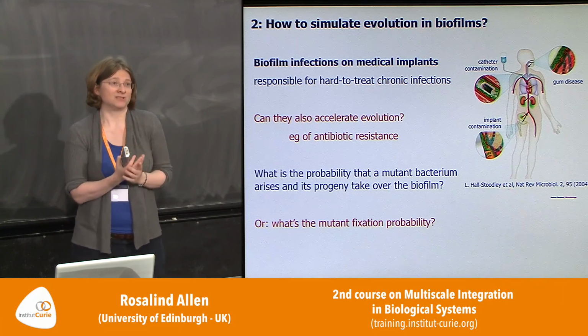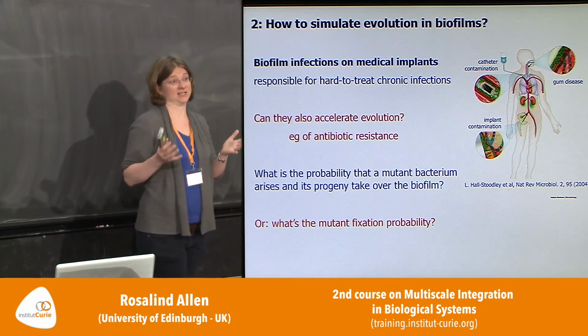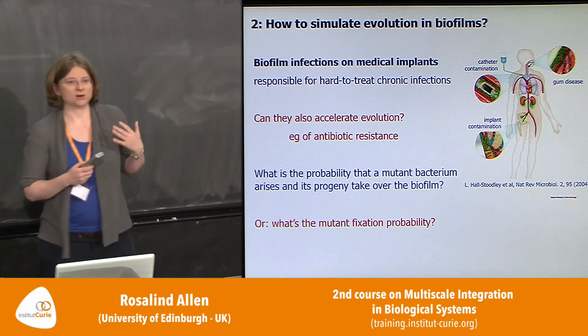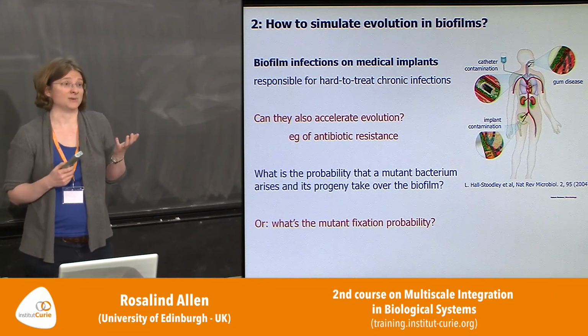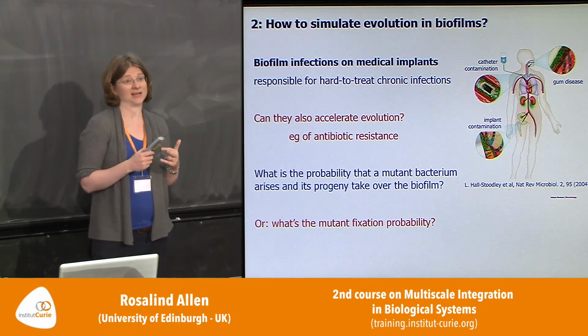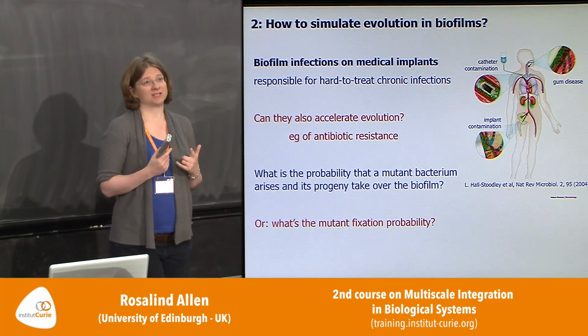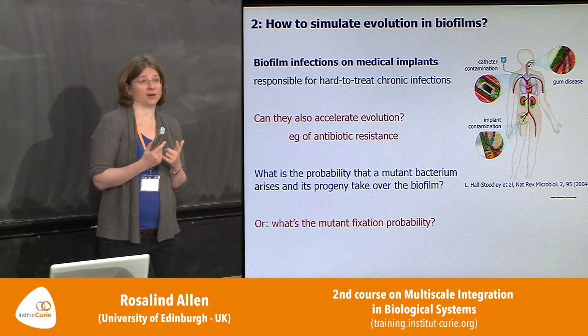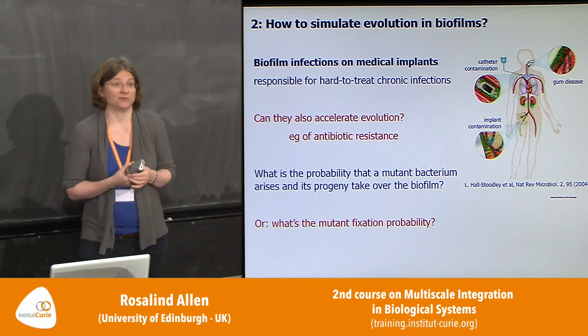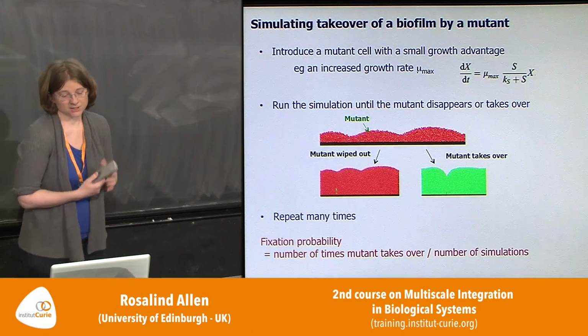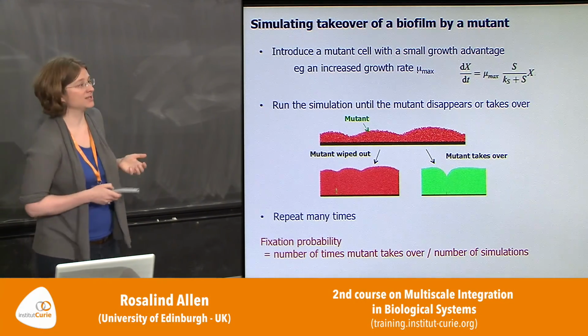It's only a problem if the resistant mutant fixes, which means it actually takes over the population. And so we've been doing some preliminary simulations where we try to calculate the probability that a mutant bacterium which emerges in a biofilm will actually end up taking over the biofilm. So how do we do that? Well, it's quite simple, actually.